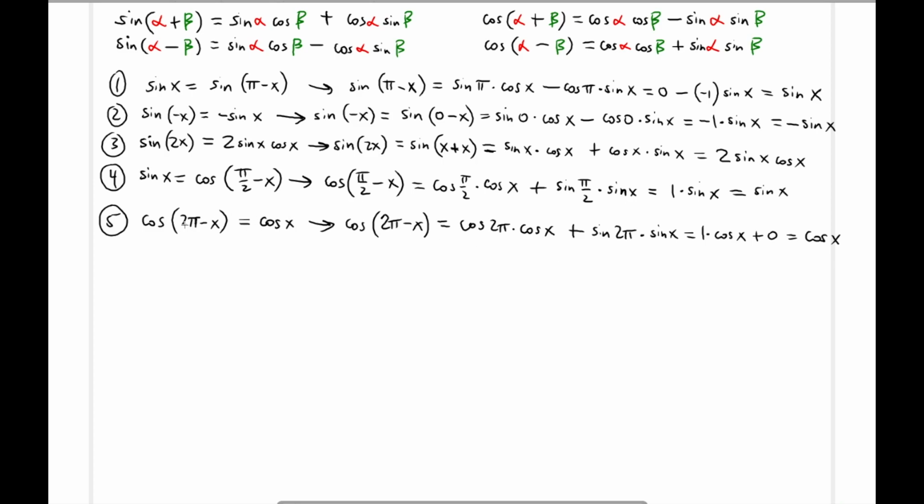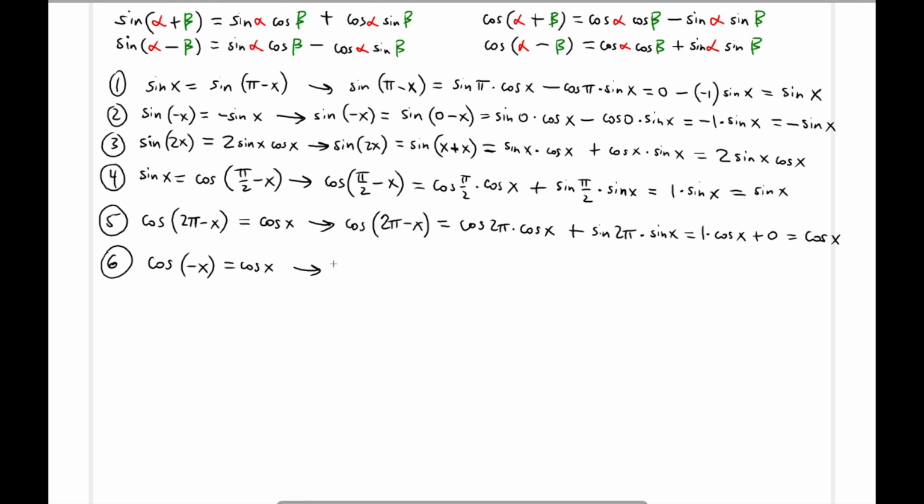So we show that the left side is equal to the right side. Now, what else can we prove? Let's prove that cosine of negative x is the same thing as cosine x. Okay? Now, that basically shows that cosine is an even function. Whenever you have an even function, the negative of an angle is the same thing as a positive angle. The cosine of these two will be the same.